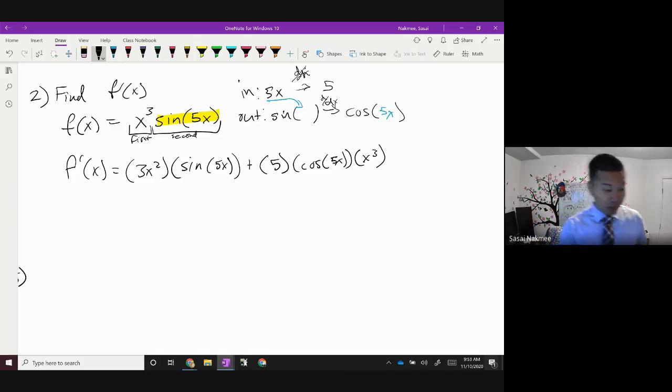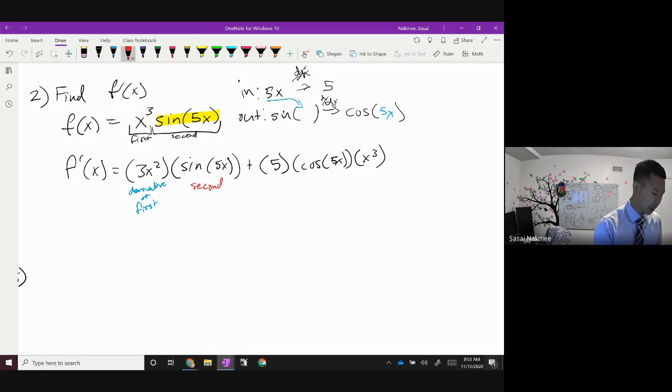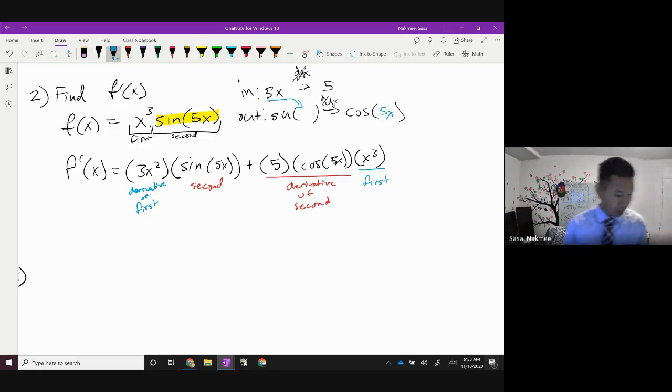And that's where I would leave it. All right, so make sure you guys understand the breakdown of all of this, okay? This right here is the derivative of the first times the second function. I'm not taking the derivative, I'm just multiplying it by the second. And then I find the derivative of the second and multiply it with the first. And that's pretty much it.